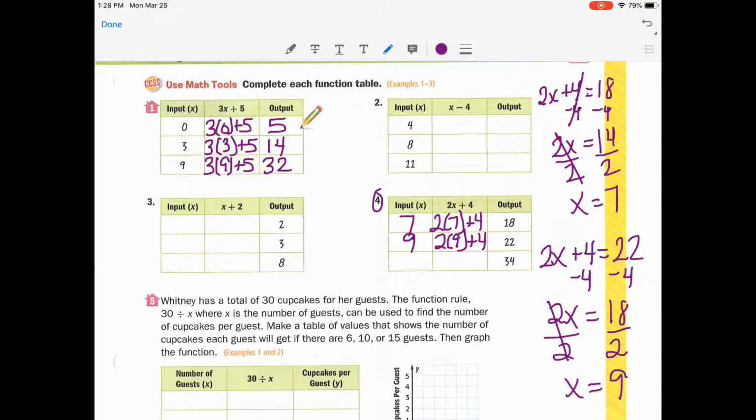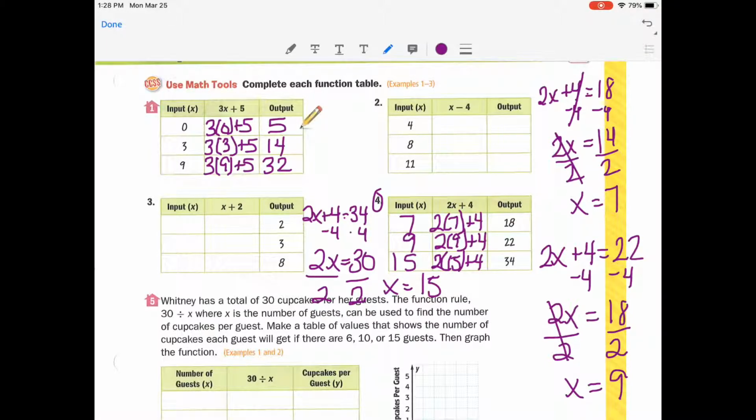And then we're going to go ahead and check this last one. It is 2x plus 4 equals 34. We're going to subtract 4 from both sides. Gives me 2x equals 30. Divide each side by 2, which means that we are going to have x equals 15. So 2 times 15 is 30, plus 4 is 34.